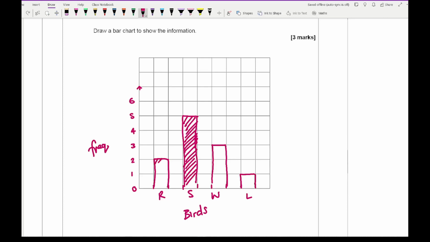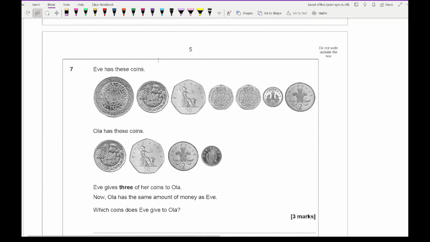You need to make sure that your numbers fit on your grid. If you were to go up in 2s, that might be fine, but I think you may struggle because we've only got 9 squares going up. So I would say it's probably better off doing exactly what I've done on the screen, but obviously a lot neater with a ruler.